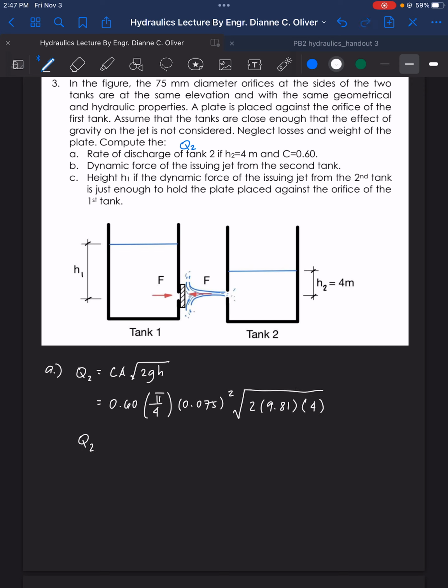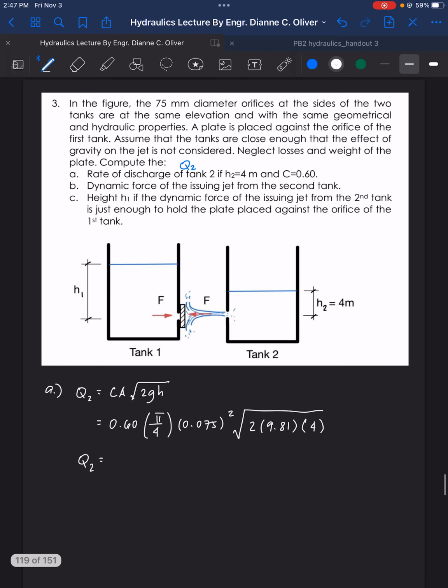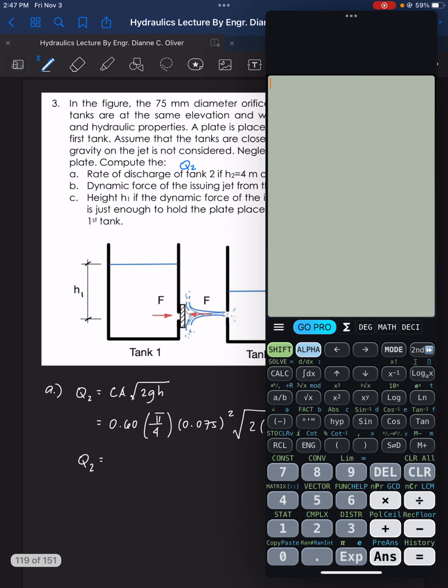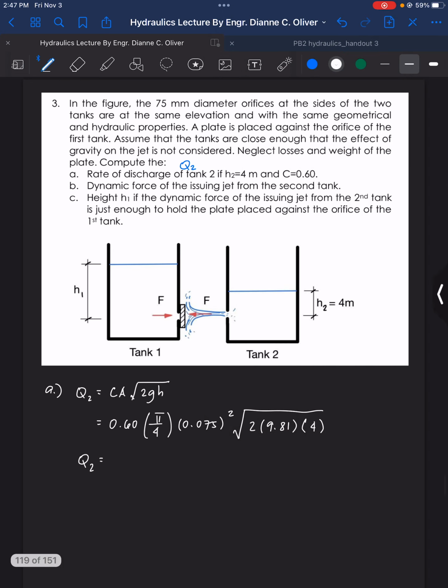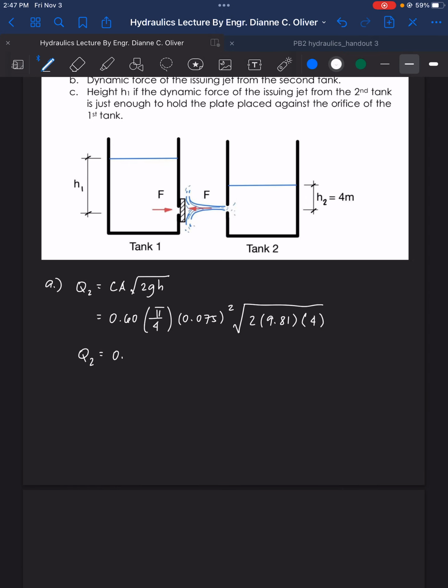So we now have Q2. We have now the value for Q2 as 0.6 times pi over 4 times 0.075 squared, square root of 2 times 9.81 times 4. So that is 0.023 cubic meters per second. So that is for letter A.